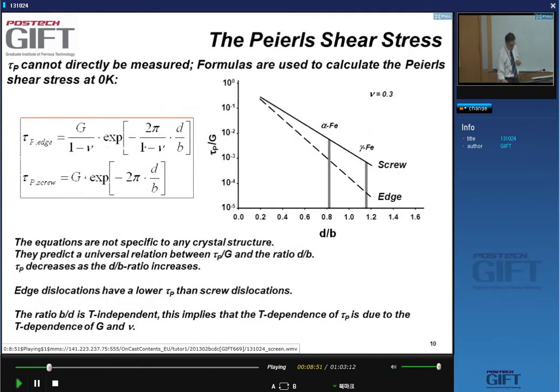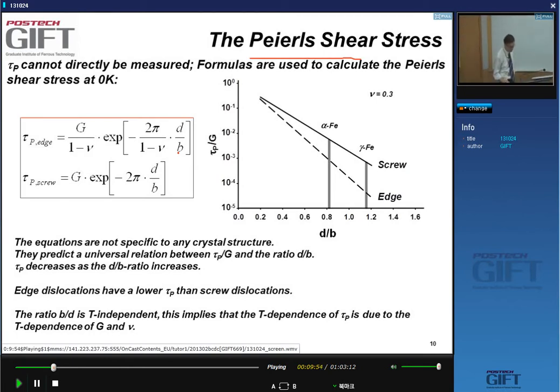All right, so what you end up with is a theory which gives you the so-called Peierls shear stress, which actually looks a little bit similar to the formulas, not much more complicated, I should say, to the formulas we've just derived from a very simple model. The Peierls shear stress is G over 1 minus the Poisson ratio, times exponential of minus 2 pi over 1 minus Poisson ratio times d over b. And it basically expresses the same thing: the parameters that influence the Peierls stress are the shear modulus, the Poisson coefficient, and then the ratio of the interplanar spacing of the glide planes to the Burgers vector.